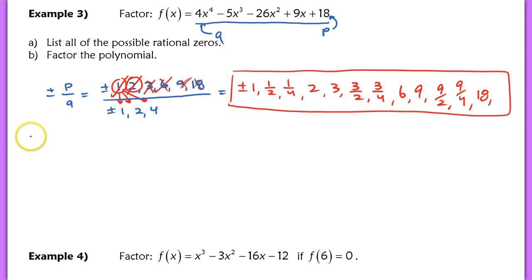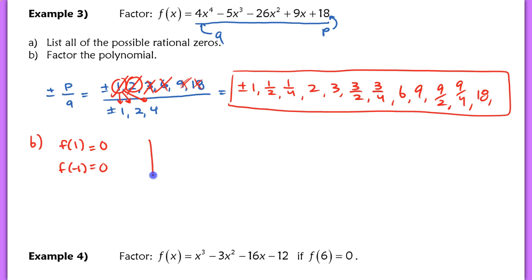Now, for part B, we're supposed to factor the polynomial. I'm going to give you the hint that in the first day when we were factoring using factor theorem, with our possible rational zero list, we don't have to test all of them. We only have to test either positive or negative 1. So one of the zeros should be positive or negative 1. That means either f of 1 or f of negative 1 should equal 0.